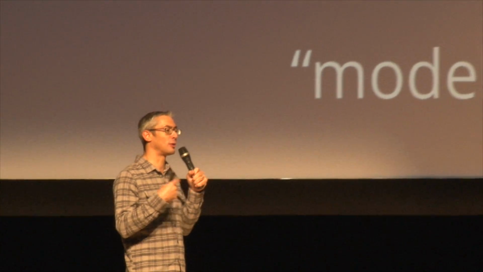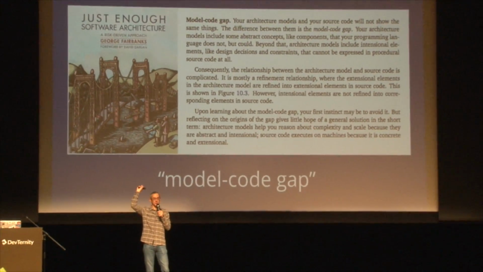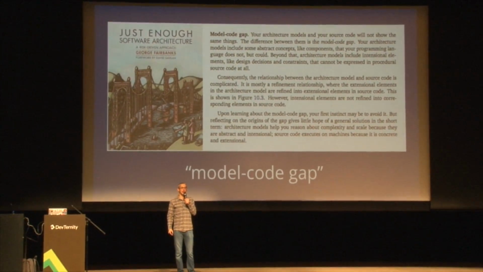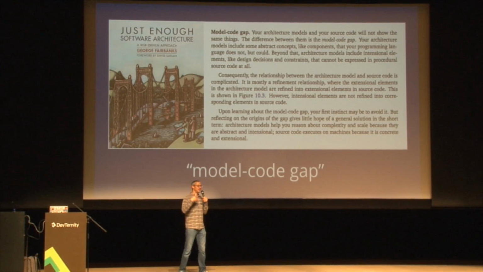A friend of mine, George Fairbanks, wrote this awesome book called Just Enough Software Architecture. And in this book, he talked about the model-code gap. For anybody who came to my talk here last year, this is what I was speaking about. And it's how to join up the logical view of the system with the development view. And this is very simple to explain.